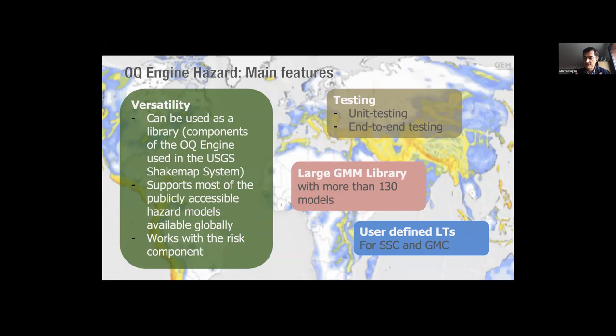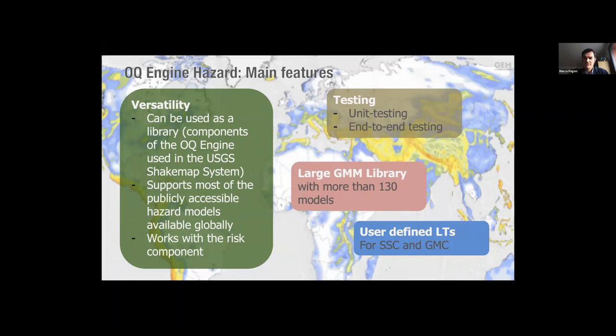For example, it's flexible because it can be used as a library, and indeed there are components of the hazard library used, for example, in the ShakeMap system of the USGS, but you can use it also as a classical PSHA code from the command line. It's flexible because it can deal with a variety of hazard models. At the moment, we are able to deal with almost all the publicly accessible hazard models available globally. And it's also flexible because it can work seamlessly with the risk component of the engine.